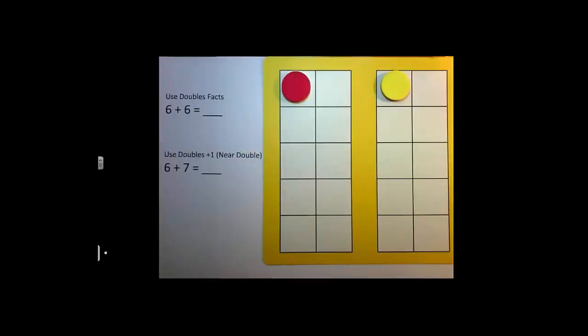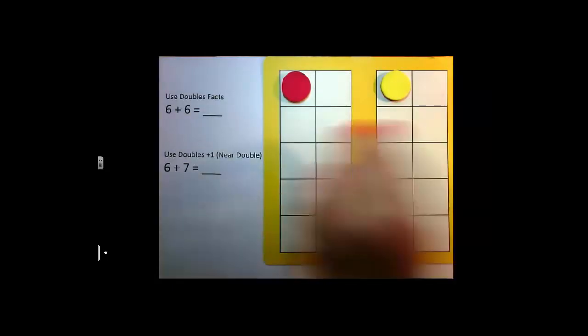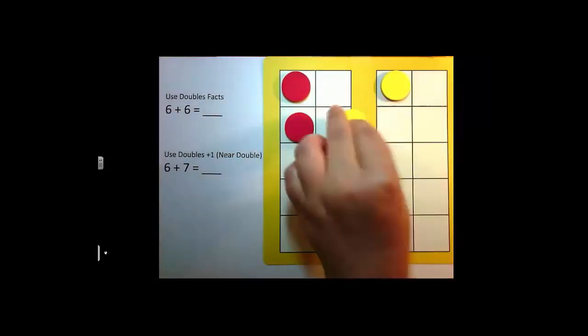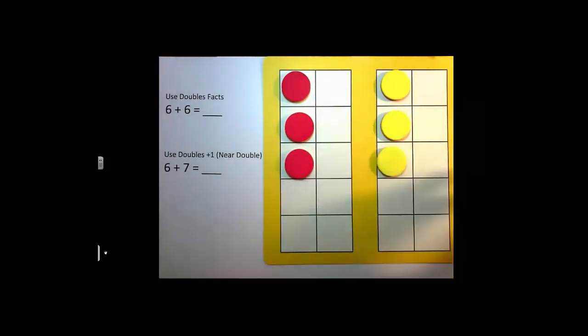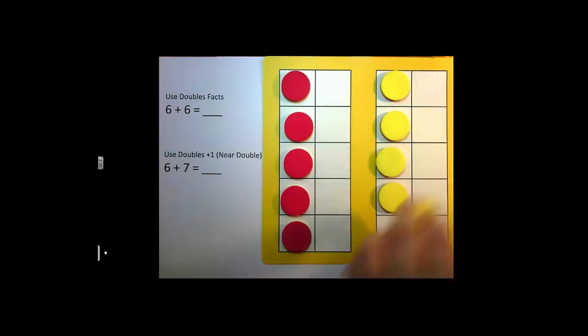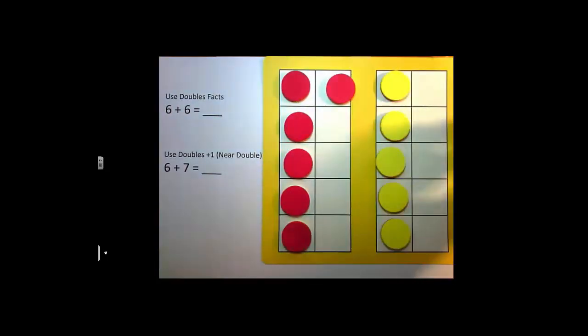Double facts occur when adding two addends that are the same number. These facts are typically committed to memory, although not a requirement to be memorized at this point. Using the counters in double 10 frame, I can model 1 plus 1, which is 2, 2 plus 2, which is 4, 3 plus 3, which is 6, 4 plus 4, which is 8, and 5 plus 5, which is 10, and so on. 6 plus 6 is a fact that most students can recall as being equal to 12.